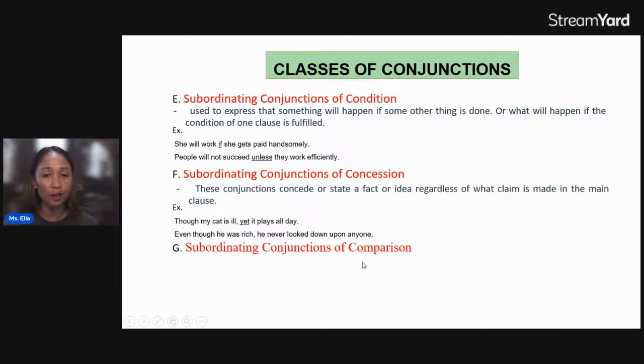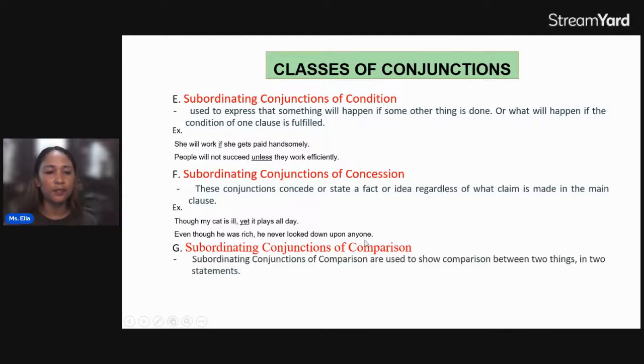Subordinating conjunctions of comparison are used to show comparison between two things in two statements. For example, she is stronger than her friend. It means you are showing comparison between two things. The two things here are two persons, her and her friend. Next, our team wore white, whereas their team wore blue. Again, it is a comparison, so it is a subordinating conjunction of comparison.